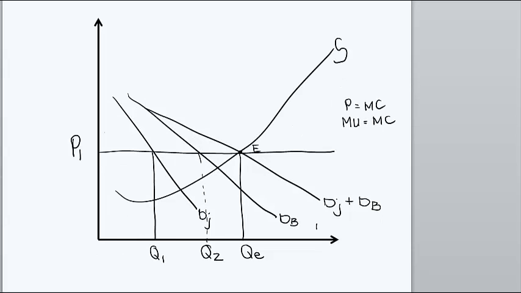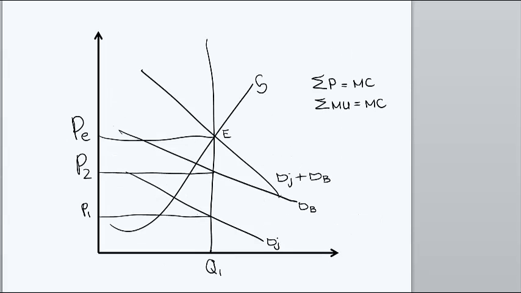Going back to public goods, you will see vertical summation is very important. So it's important that you grasp the different characteristics of private and public goods.